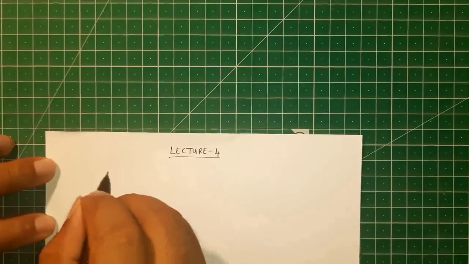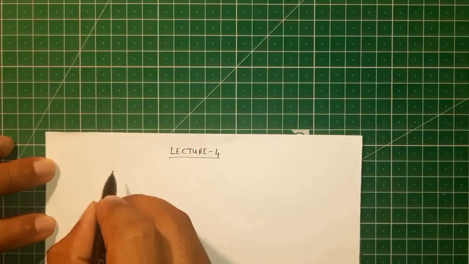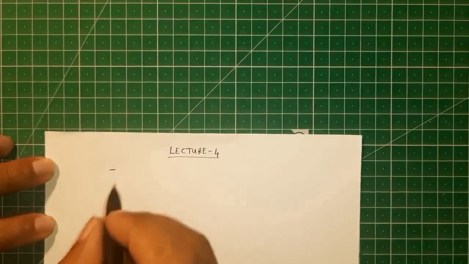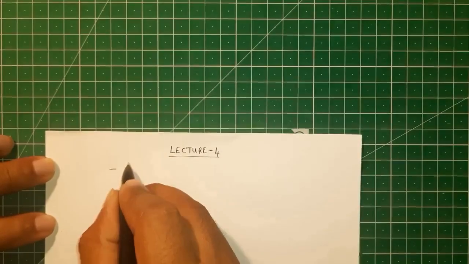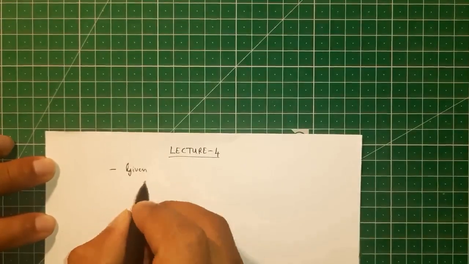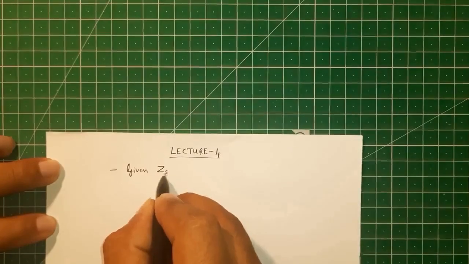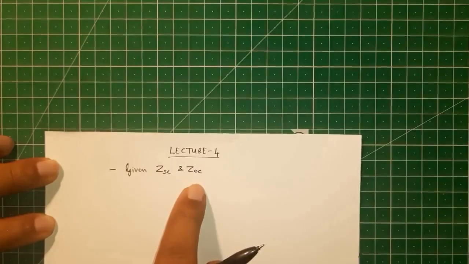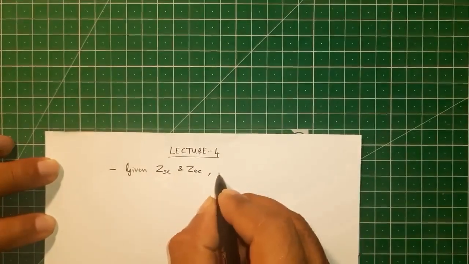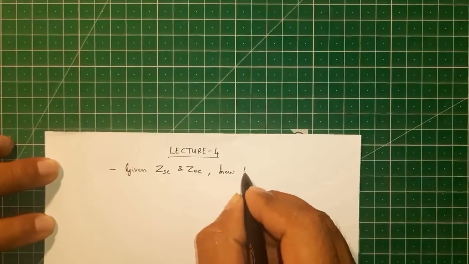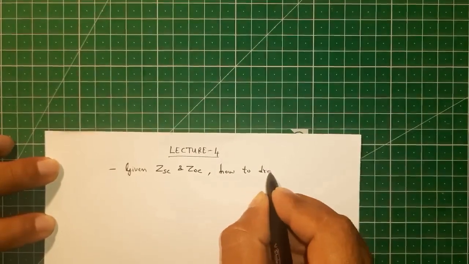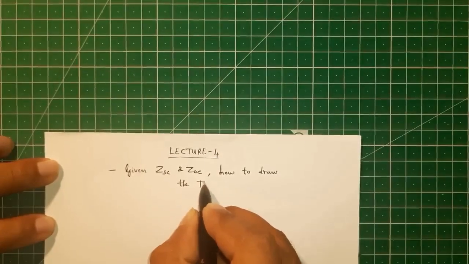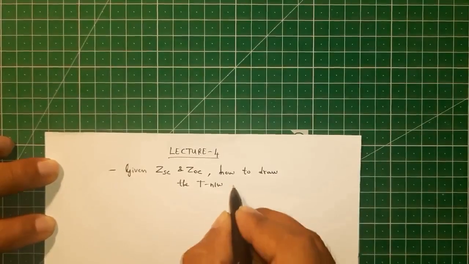In this video lecture, we will be seeing a particular example in which we are given a short circuit and the open circuit impedances ZSC and ZOC, and then how we can draw the corresponding T network as well as the pi network.